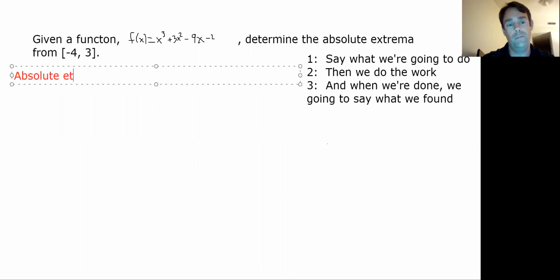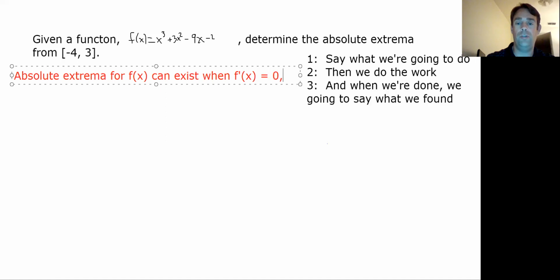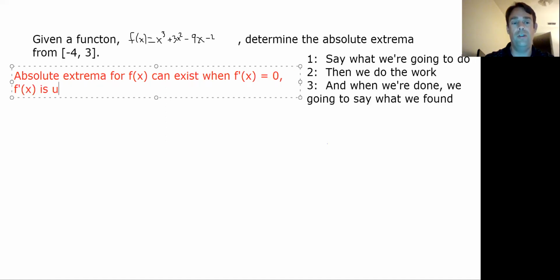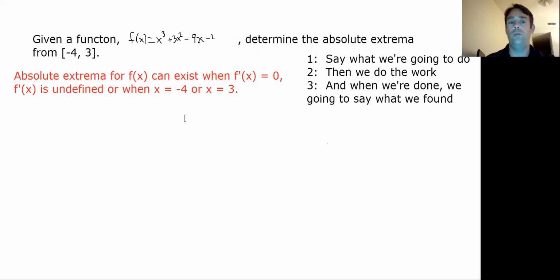Absolute extrema for f of x can exist. Note that the word can is very important. They can exist when f prime of x equals 0, f prime of x is undefined, or when x equals -4, or x equals 3. I gave myself permission to deal with derivatives, to set the derivative equal to 0, and then to test those values. So we say what we're going to do, and then do the work.